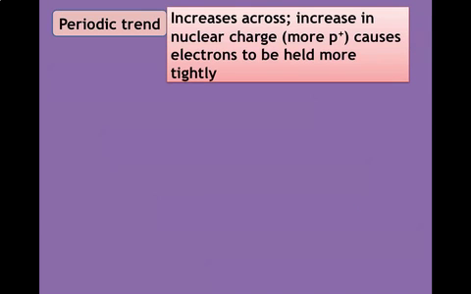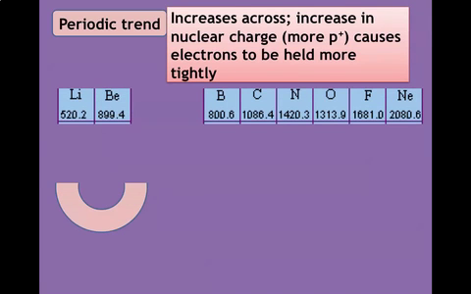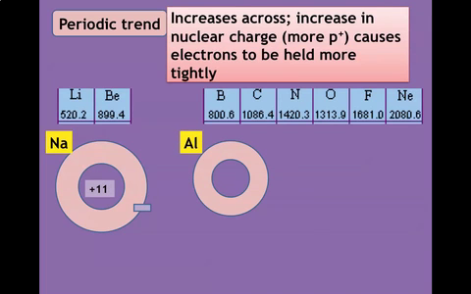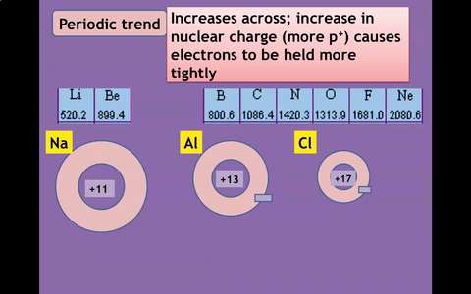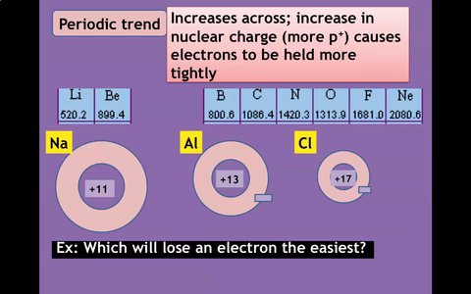The periodic trend is that it increases going across, and it's for the same reason. The protons have a tighter hold on those electrons, and so it takes more energy to take them away. So if you look at sodium, which is on the left, holding its electron, compared to aluminum, holding its electron, compared to chlorine holding its electron, you can see that the electrons are getting closer and closer to that nucleus where it's being held on. So it's going to take more and more energy to get rid of it. So sodium is going to be by far the easiest one that requires the least amount of energy.